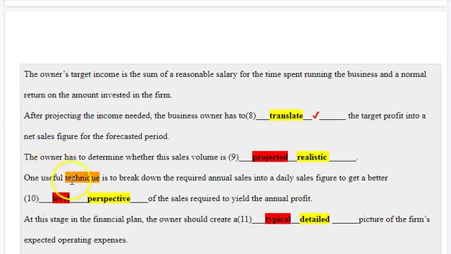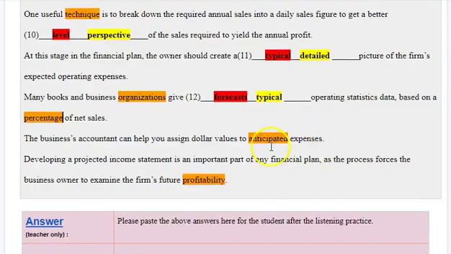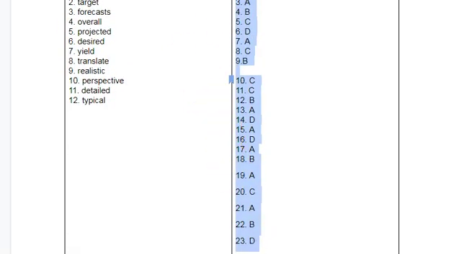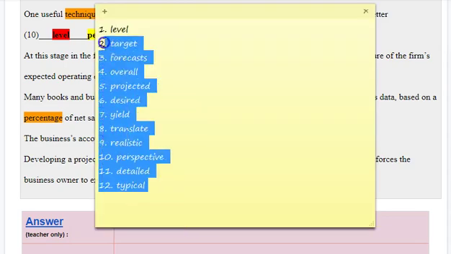Okay, you say technique. Technique. Organizations. Organizations. Percentage. Percentage. Anticipated. Anticipated. Profitability. Profitability. Very good.